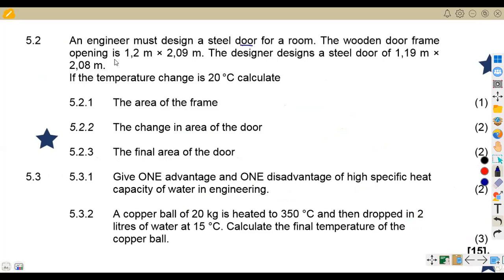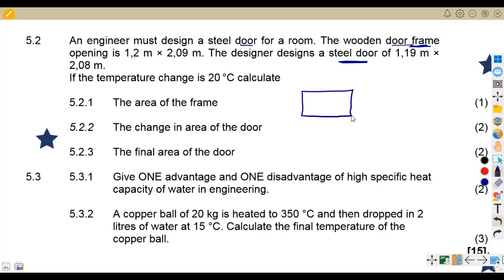The wooden door frame opening is, so take note, this is a wooden door frame, okay? The designer designs a steel door. So this is a steel door. So we've got a door frame and a steel door, okay? This is what we have. We've got something like this, okay?